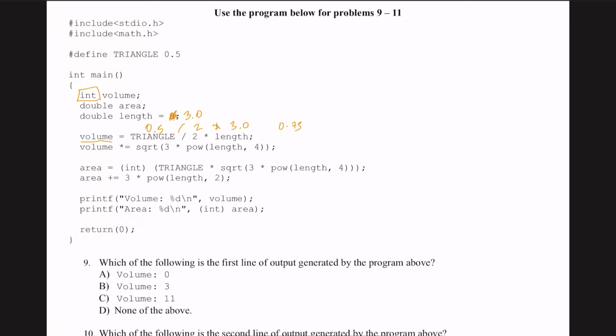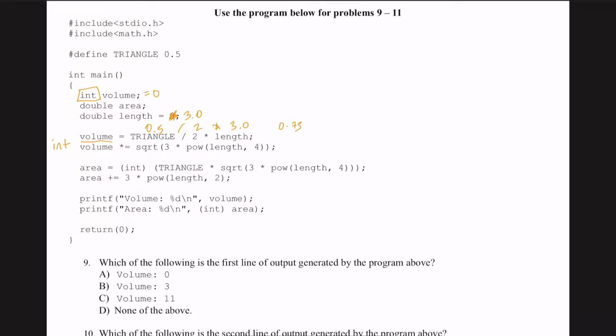Volume is an int. So I'm going to write myself a reminder right here, int volume equals whatever's on the right-hand side. So we have conversion by assignment happening. The right-hand side is a double, the left-hand side is an int, so we need to make them match. The right-hand side needs to match the left-hand side. Therefore, 0.75 gets converted to an integer. We drop the decimal, so now volume is equal to 0.